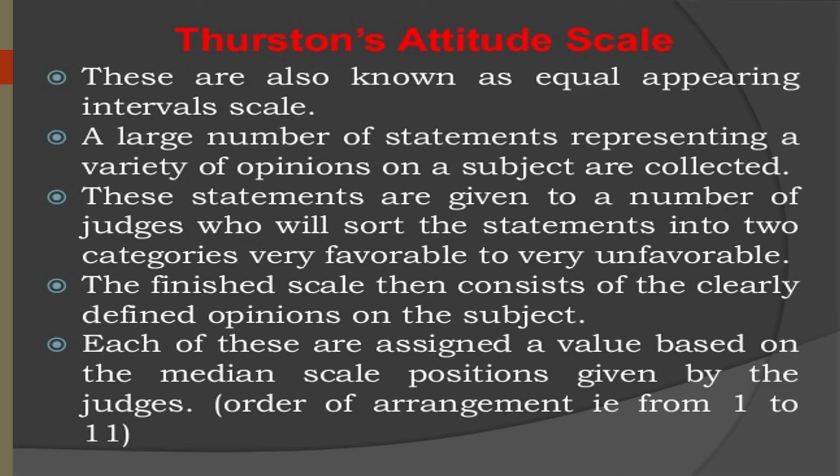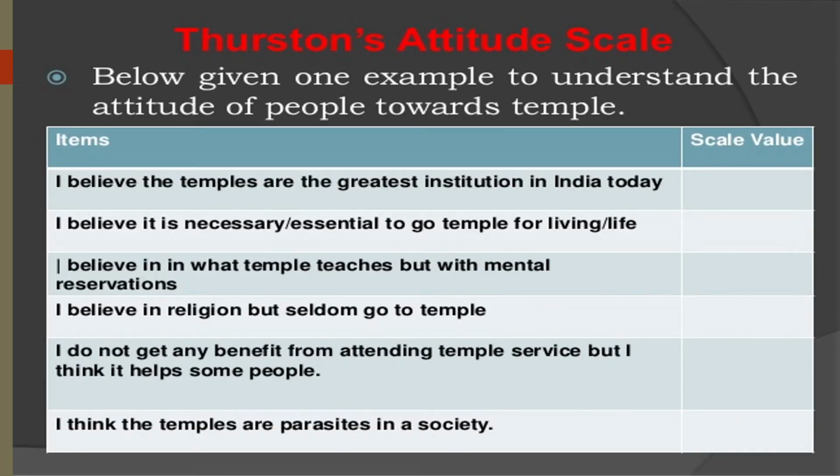If there is a subject, whether it is favorable or unfavorable will be graded from 1 to 11, and each statement is assigned a value based on the median scale position given by the judges, arranged between 1 and 11. Here is one example, attitude towards the temple. If I believe the temple is the greatest institution in India today, which score between 1 and 11 will you put on that statement? This is the scale: I believe it is essential to go to the temple for living a life. If you agree, you give more marks. If you do not agree, less score.